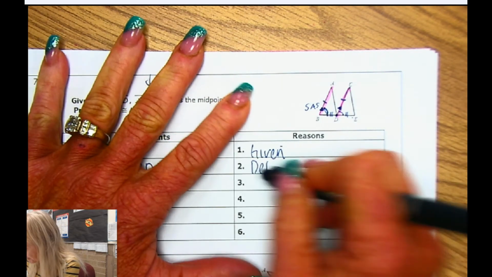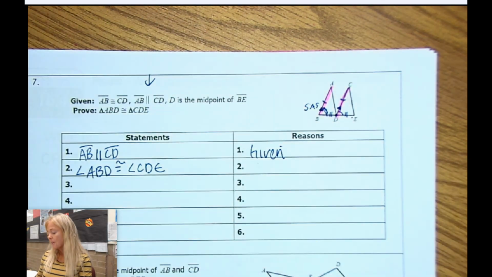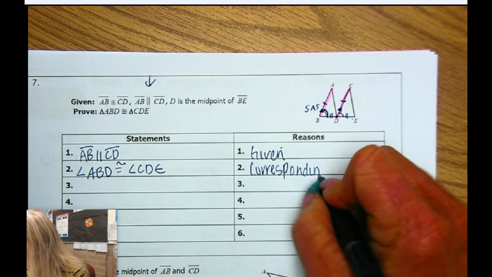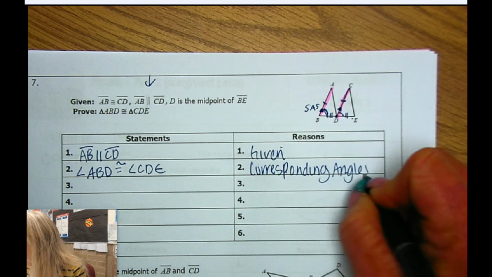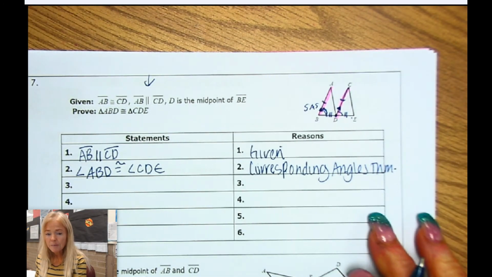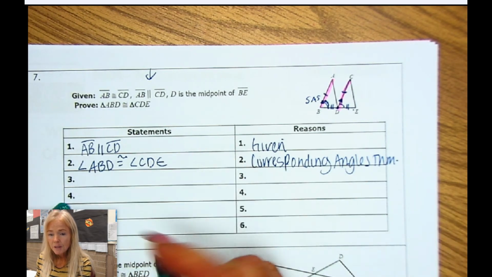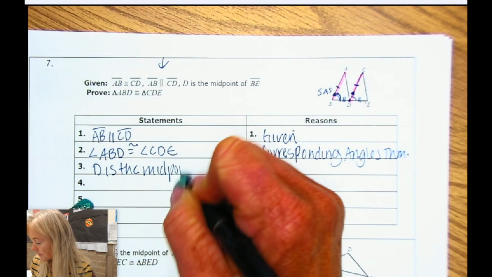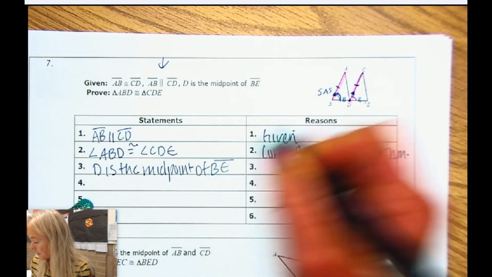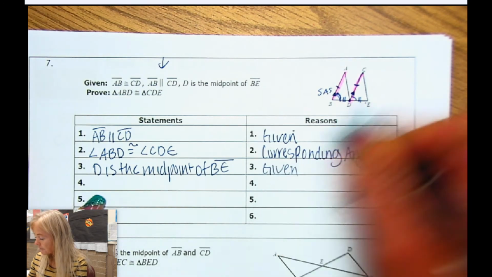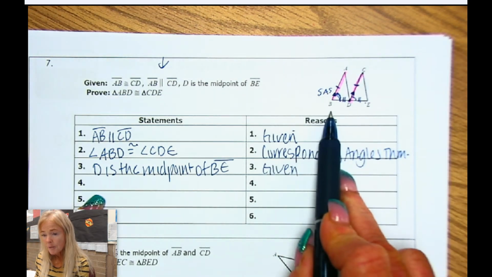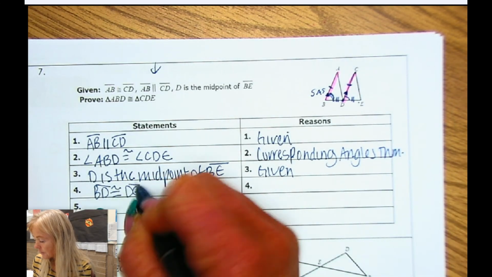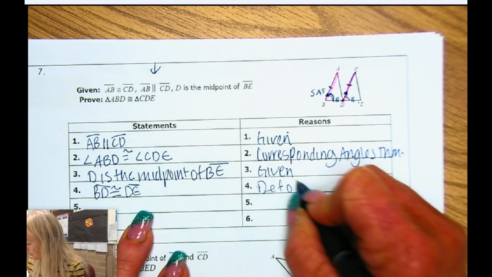No, wait, not definition, sorry. It's by the corresponding angles theorem. Corresponding angles theorem, okay? And then we also know that D is the midpoint of BE. And that was given. And from that, D being the midpoint of BE, we know that BD is congruent to DE. So BD is congruent to DE, and that's by definition of midpoint.